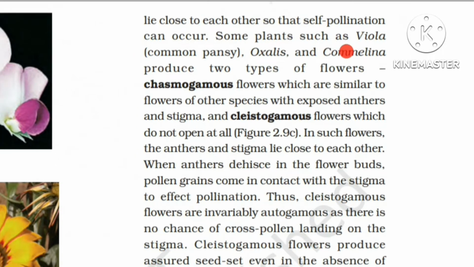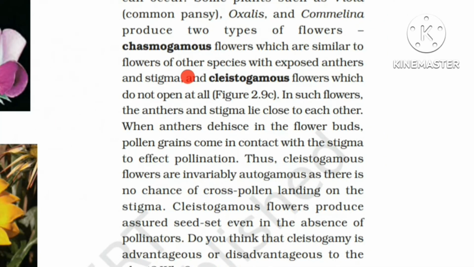Some plants such as Viola, common pansy, Oxalis and Commelina produce two types of flowers: chasmogamous flowers, which are similar to flowers of other species with exposed anthers and stigma, and cleistogamous flowers which do not open at all. In such flowers, the anthers and stigma lie close to each other. When anthers dehisce in the flower buds, pollen grains come in contact with the stigma to affect pollination. Thus, cleistogamous flowers are invariably autogamous, as there is no chance of cross-pollen landing on the stigma. Cleistogamous flowers produce assured seed set even in the absence of pollinators.